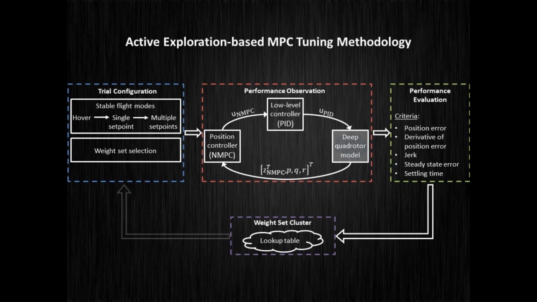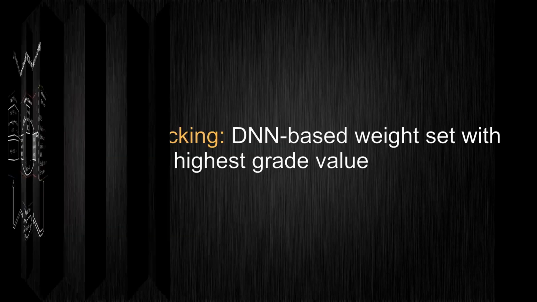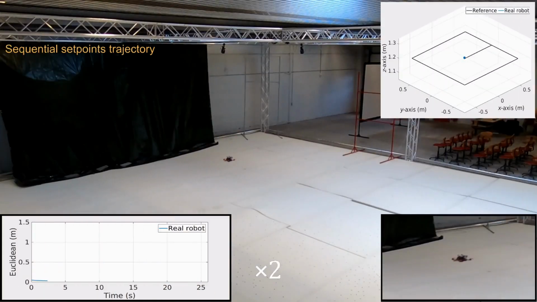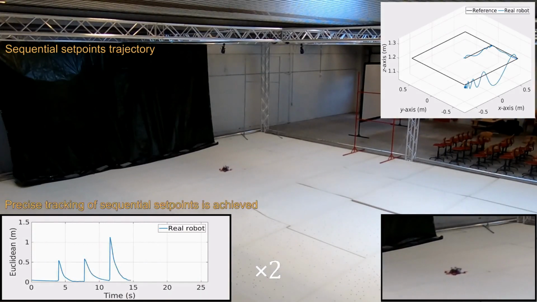Thereafter, a new trial begins with the selection of a new weight set within the trial configuration module, and thus closes the loop. After obtaining the weight sets from simulation tuning, we employ the weight set with the highest grade value for tracking a sequential set point trajectory. As can be seen, the weight set obtained by tuning over the DNN model results in a precise tracking performance.